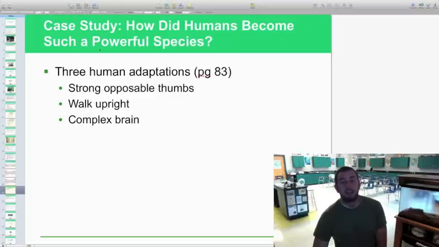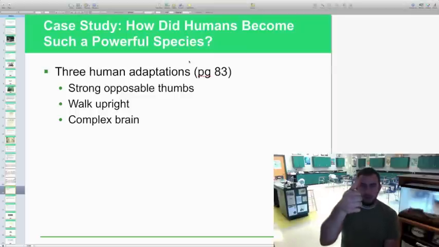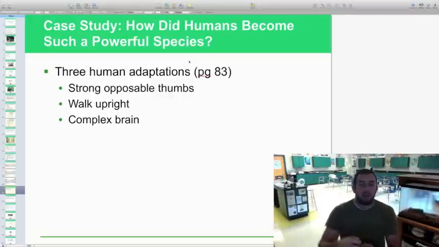All right, one case study on page 83 of your text today, or if you're looking at the CD, on page 83, is how did humans become such a powerful species? Well, there's really three major adaptations that we have come to have through evolution, and one of those is our strong opposable thumbs, which you can see right here. We've been able to grip things and manipulate things with our hands a lot more than other species have, which has allowed us to do a lot of different things: build, construct homes, and develop different technologies.